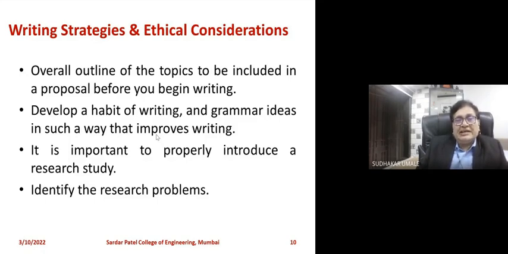Develop a habit of writing. This is very important. Many researchers don't have the habit of writing. Before you start your research, every small thing you have to write, and when research is completed and you combine all your writing, you'll get the idea of how to write the research work. And second is grammar. Whether you are using past tense, future tense, or present tense, how to use present tense, how to use past tense, how to use future tense, that gives the idea in such a way that improves writing.